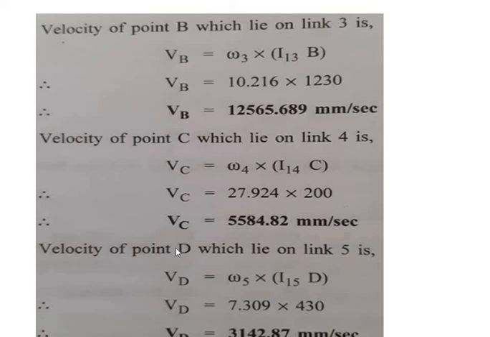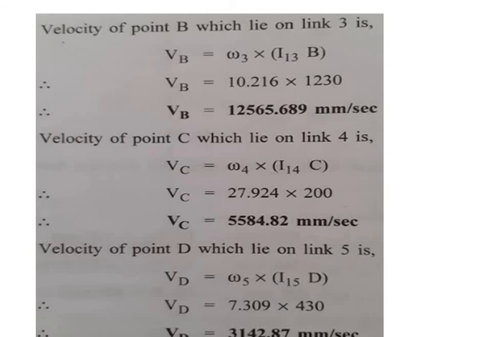Same way you have to find the velocity of point D. Consider D lies on link number 5. As D is on link number 5, measure the distance of D from I15 into omega 5. Remember, here you have taken D on link number 5, so you take the ICR of link 5 with respect to the fixed link, that is I15. Here also C is on link number 4, so you take the ICR of link number 4 with respect to the fixed link, that is I14. Here B is on link number 3, that's why you have taken I13. So likewise you can write the formula for any point by considering on which link that point lies. Now substitute this omega 5 and calculate. Here also you have to measure the distance between point D and I15 and multiply it by scale. Then you will get the velocity of point D equal to 3142.87 mm per second.